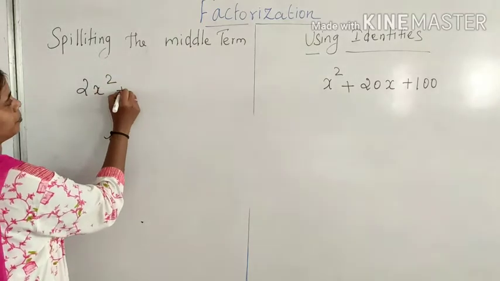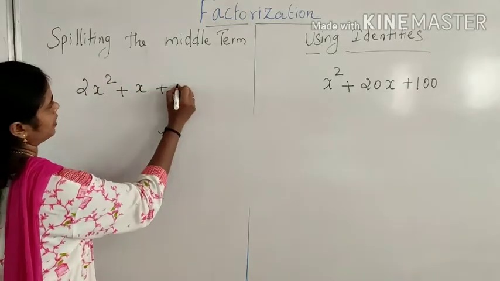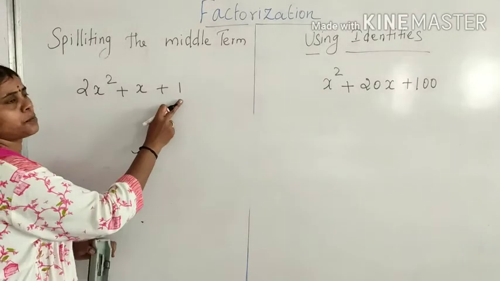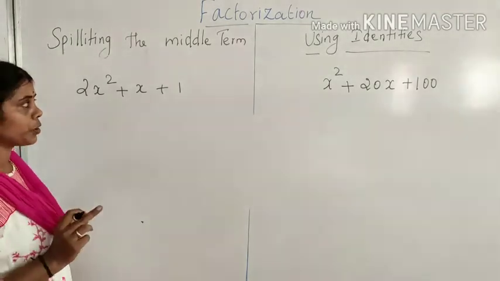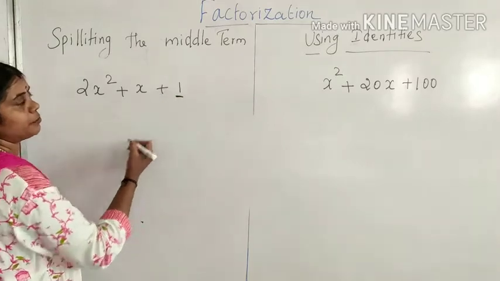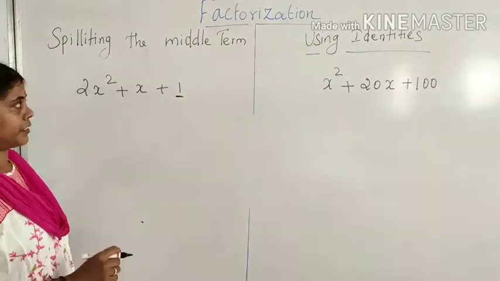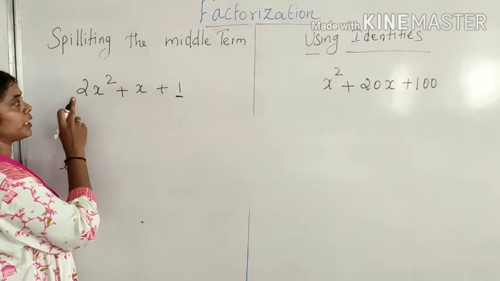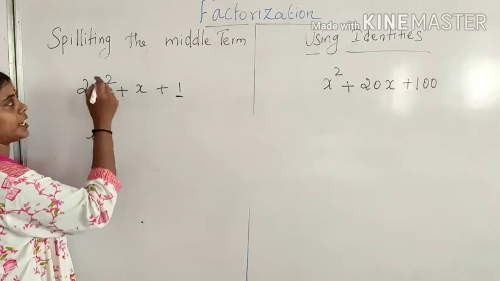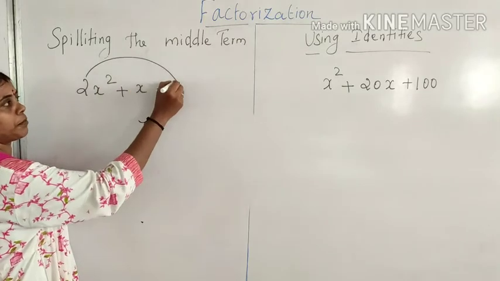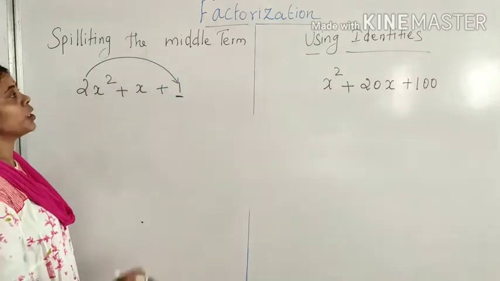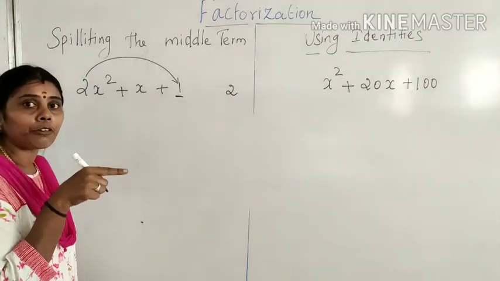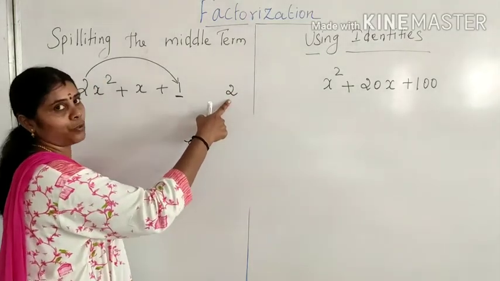2x squared plus x plus 1. A very simple sum I have taken. Usually what we do is find the factors of the last term. But when the coefficient of x squared is given, that coefficient should be multiplied with the last term. That is, this 2 will be multiplied with the last term. So 2 multiplied with 1, you will get 2. Now you have to find factors for this 2.